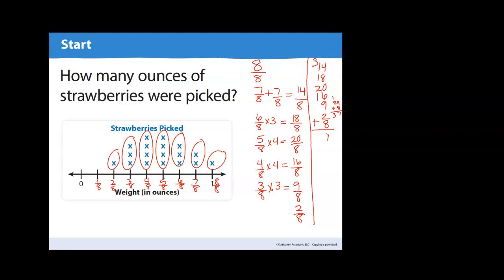All right. And then 1 plus 1 is 2. 2 plus 2 is 4. Plus 1 is 5, plus 3 would be 8. So that's 87. But that's not 87 wholes. It's 87 eighths. I just left the 8 parts because they're all going to be eighths.